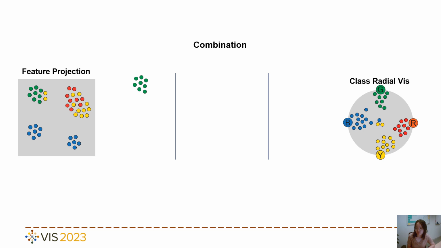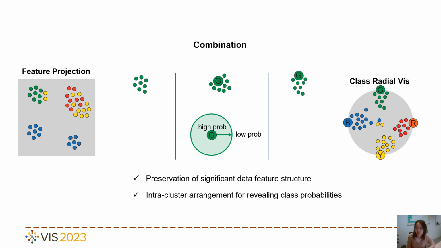Then, in the class radial visualization, we can see which instances have higher class probabilities, but we are not sure if they share similar feature values. Now, imagine we combine these two views. We are hoping the significant data feature structure manifested as main visual clusters is still there. Inside each cluster, we arrange data points in a way that those with higher probabilities are closer to their corresponding class landmark.